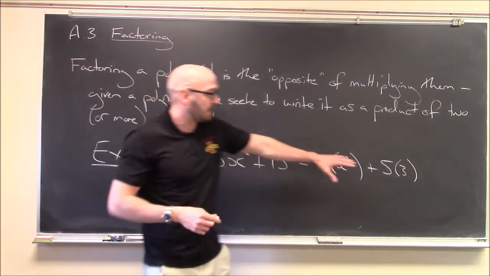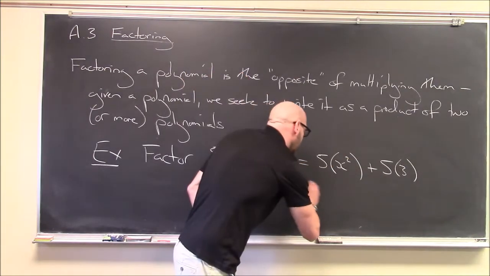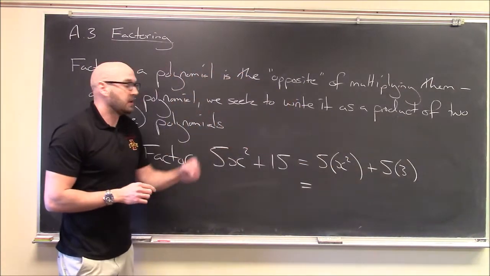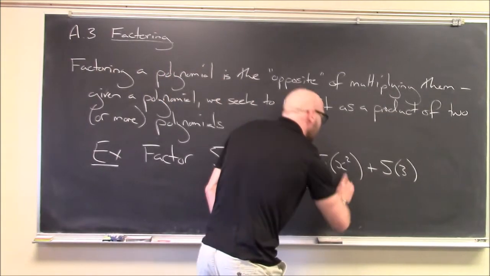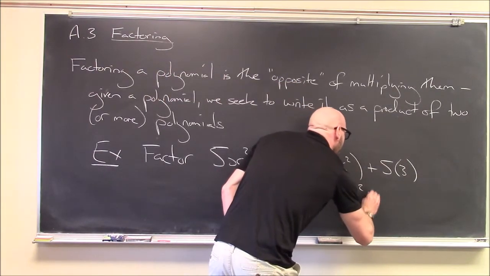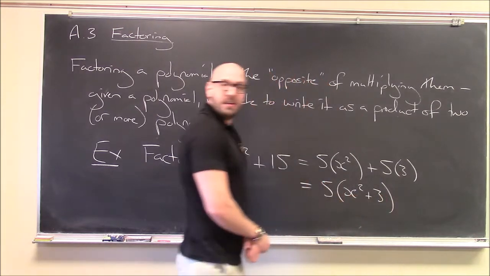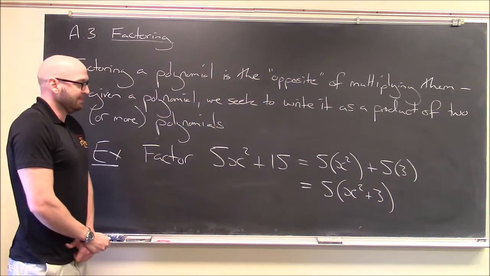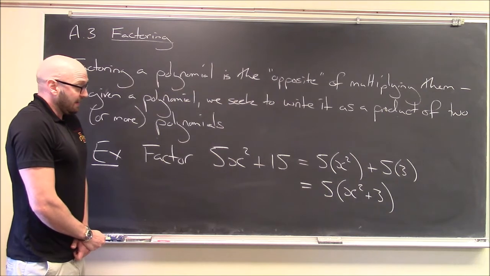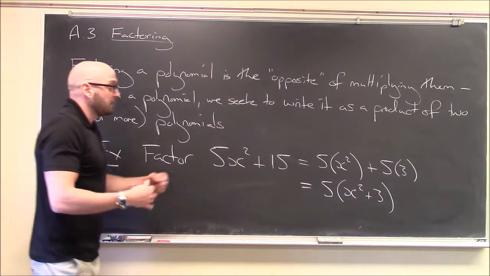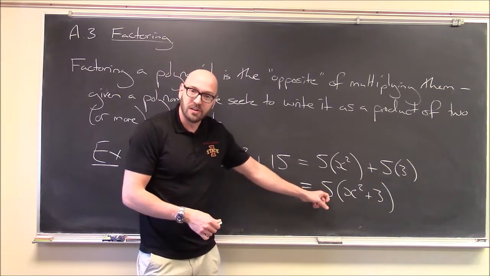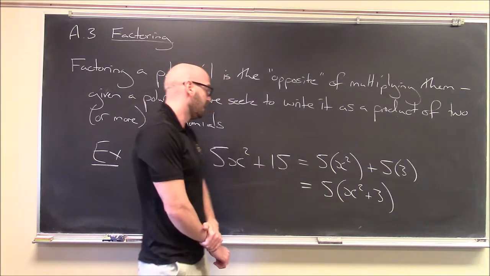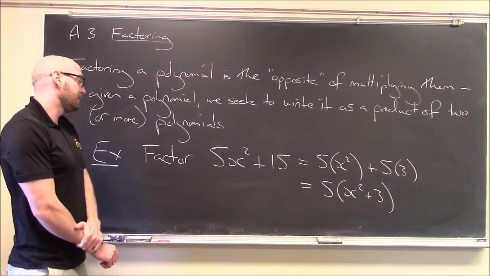I'll never write the second step again, by the way. We'll just do this mentally in the future. But since both terms are multiplied by 5, I can factor out the 5. So I can write this as 5 times x squared plus 3. And now I've factored it. Now I've written it as a product of two different polynomials. 5 is a very simple polynomial, it's just a constant, but it is a product of two different polynomials.